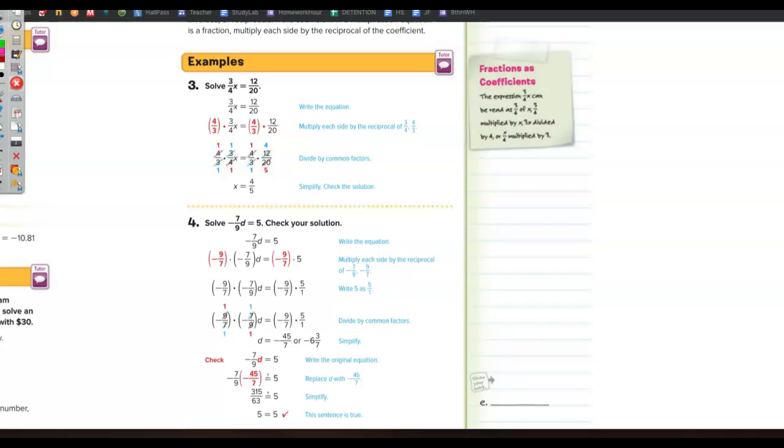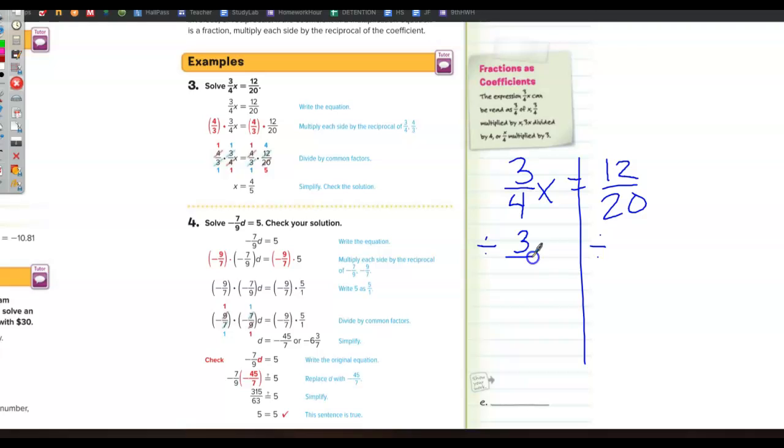Okay, so the last examples that we have are 3 and 4, and we have fractions. So I'm going to write it off to the side. We have 3/4 x equals 12/20. So what operation are these two right now? Multiplication. So what's the opposite? Division. So what number do I divide by?